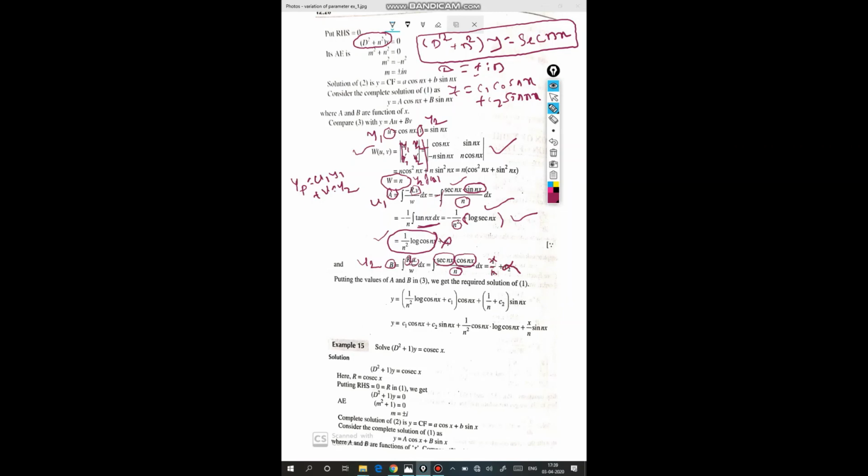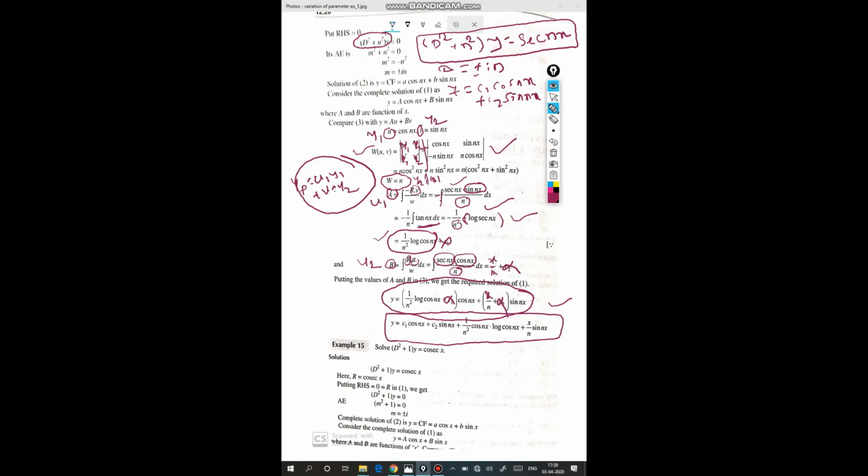Once we get u1 and u2, we replace them in u1 y1 + u2 y2, and that becomes our yp. Here the constant is written in yp, but actually it is not required; x should be there, and that is the correct thing. At the end, yc + yp is the complete solution, and I think this is correct; nowhere is there a mistake. So that is example 1 for variation of parameters.